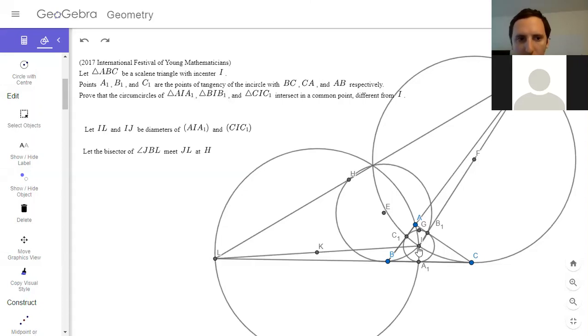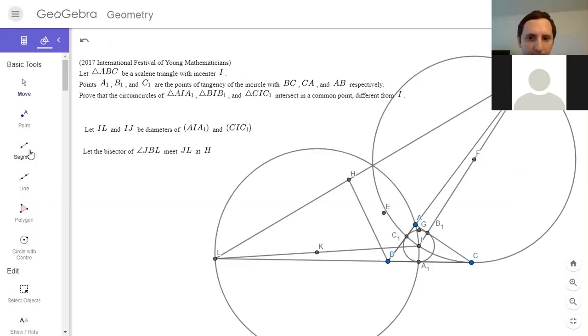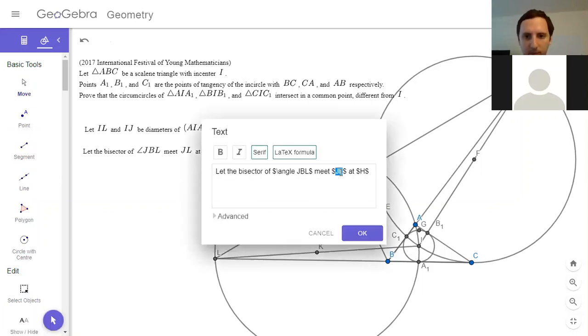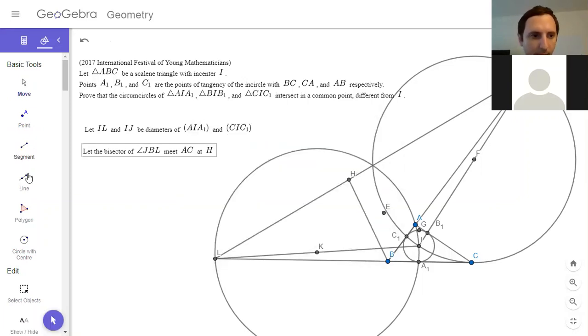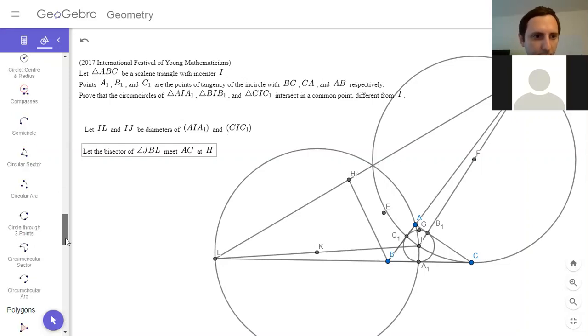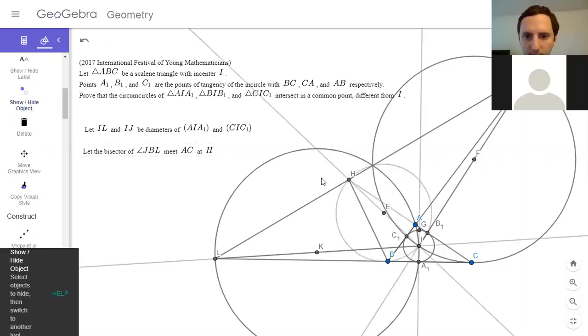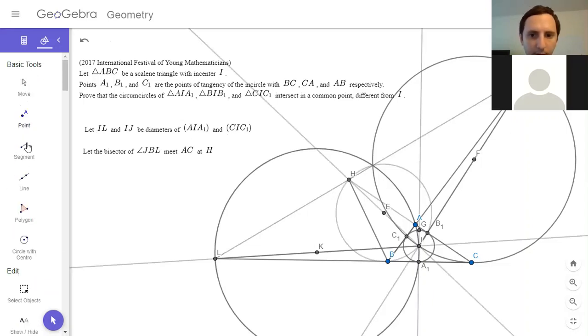So how do you want to define H? Do you want it to be where the circle meets LJ, or where the angle bisector meets LJ? Angle bisector meets AC. Oh, meets AC. Okay. Yeah, and then I can prove that they are concyclic, because IBH and IB1H are both 90. Okay.